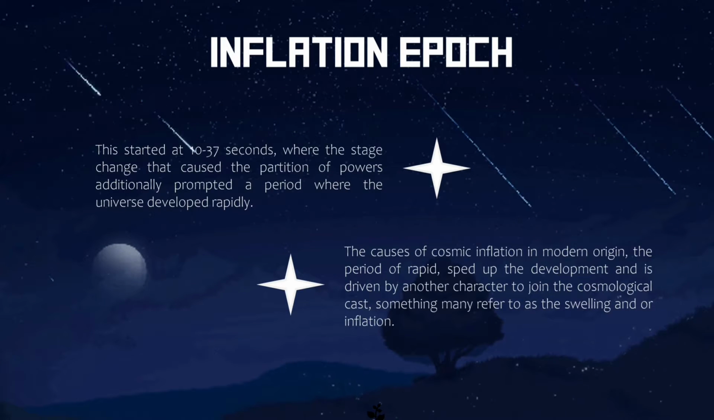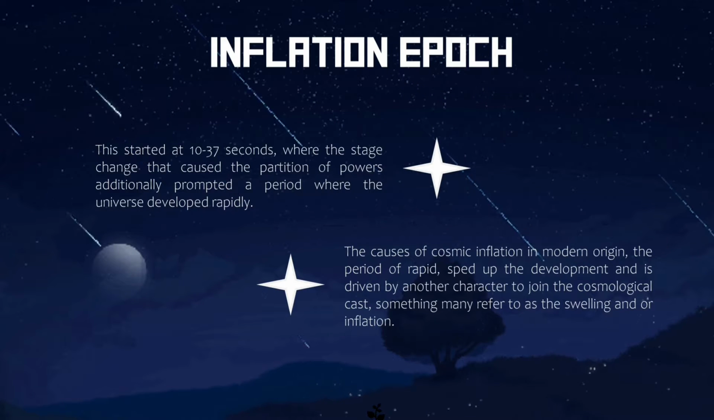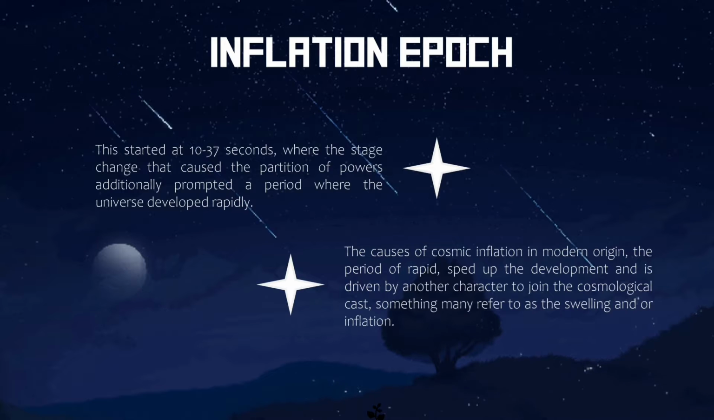This started at 10 to the minus 37 seconds, where the phase change that caused the partition of powers additionally prompted a period where the universe developed rapidly. The cause of cosmic inflation in the modern origin, the period of rapid speed-up of the development, is driven by another character to join the cosmological cast, something many refer to as swelling and/or inflation.